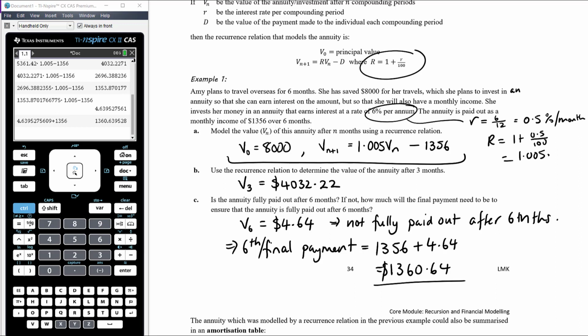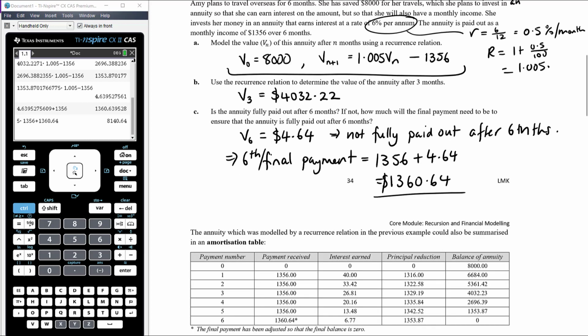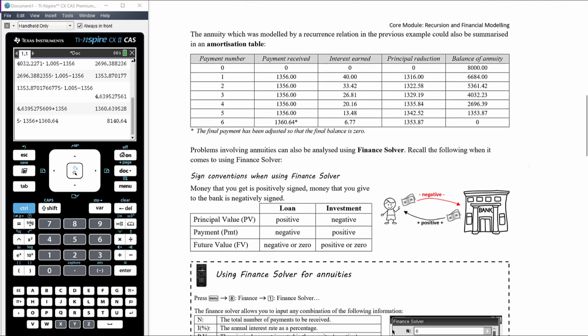$1,360.64. So if we actually worked that out, if you did 5 times 1356 plus her last payment of 1360.64, you'd expect that to actually be a bit more than 8,000, because during that time it's also earning interest. So actually over the course of the 6 months, because she had it in the annuity where it was also earning compound interest, even though it was supporting her, she earned an extra $140.64 during that time.